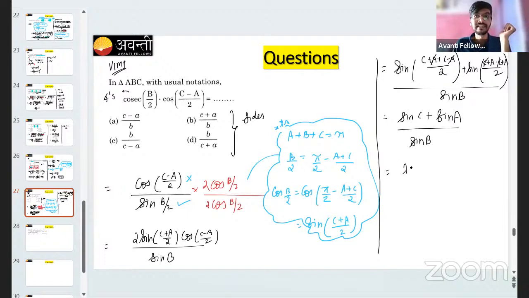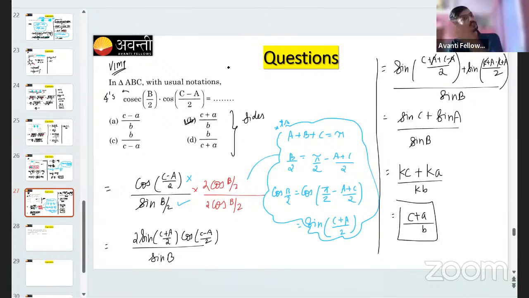What is sine C? Lambda c, if you remember, plus lambda a. It was k, I guess; k will work, lambda will work, it doesn't matter. kc plus ka upon kb. Now I can take k common from the numerator. I'll get c plus a upon b. Which is my answer? Yes, it is option B. So the process of multiplying and dividing by 2 cos B by 2 was like the game-changing step. Got it? So if we are done, let's move on to the next question.